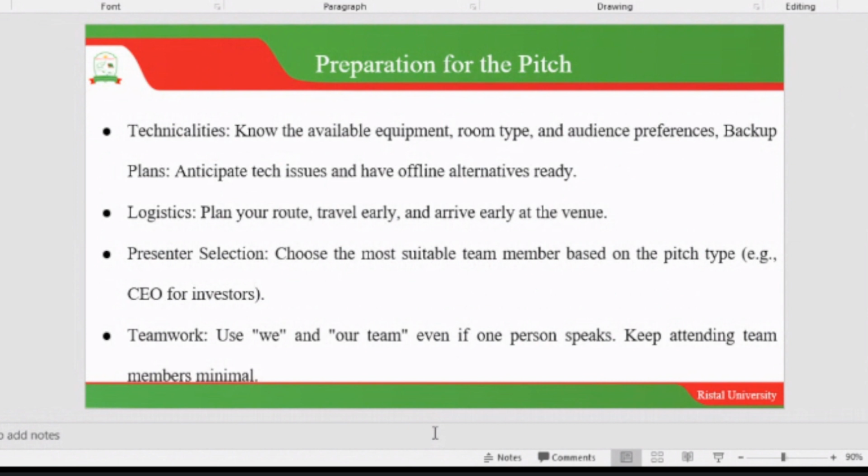Then you need to always emphasize that you are working as a team, not personalize that idea. So use words like we, our team came up with this, our team is going to solve this problem in this way. Those words show that you really worked as a team.